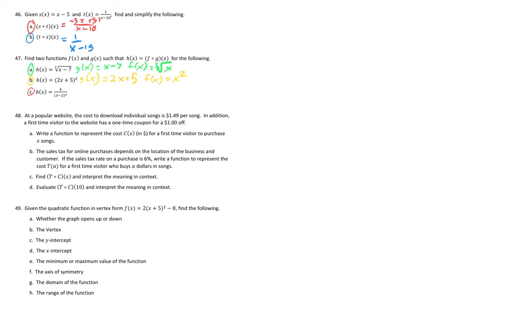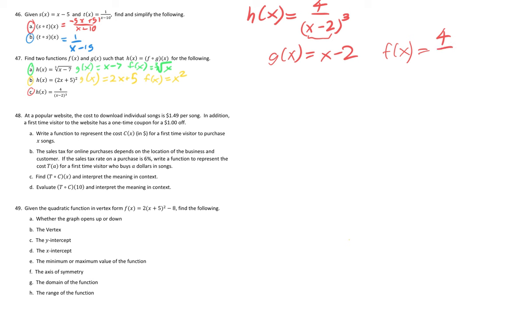Now looking at part C, we're given that h of x is equal to 4 over x minus 2, and that x minus 2 is cubed. So we have two possibilities here. For our first one, we can see that we have an x minus 2 as an inside function. So that means that our g of x is going to be x minus 2, leaving our outside function of f of x as 4 over x cubed, right? This is option 1.